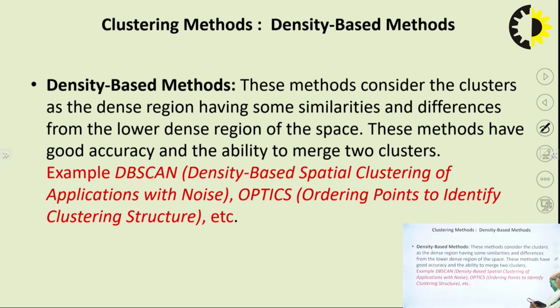Then, clustering methods can be density based. There are 4 to 5 clustering methods that we will talk about. First is density based. These methods consider the cluster as a dense region. They are grouped together based on the density. Examples are DBSCAN, density based spatial clustering of applications with noise, and OPTICS. I am moving fast on these slides because I have to go on to the numericals, which are based on hierarchical clustering and k-means clustering.